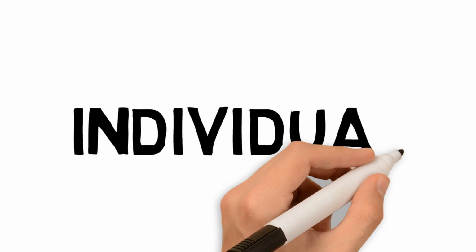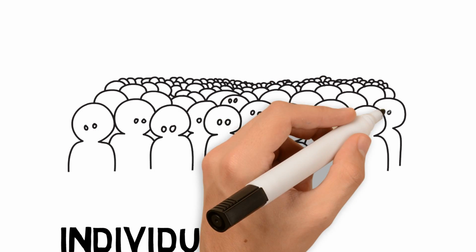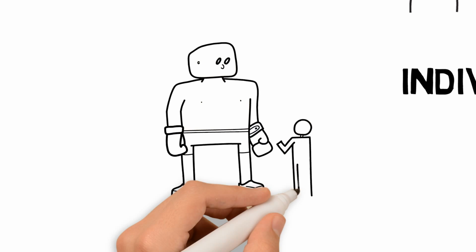The second is the individual. Each individual has a unique set of constraints, whether that be physical attributes, such as height, weight, or limb length, or mental attributes, such as experience, personality, or confidence. The third constraint is the task.